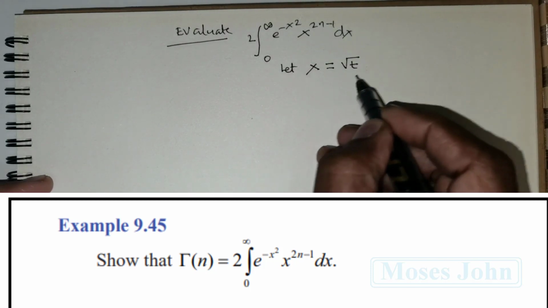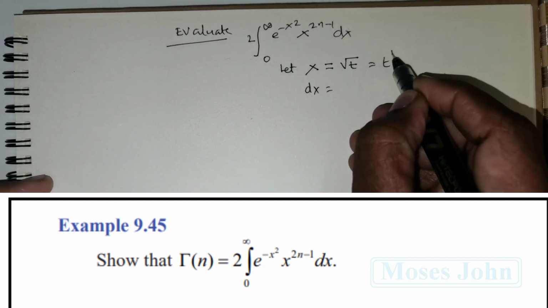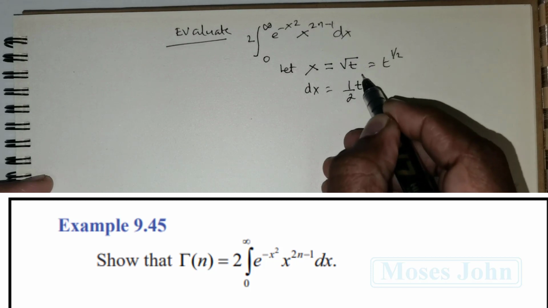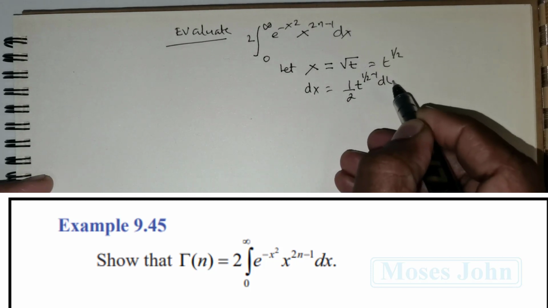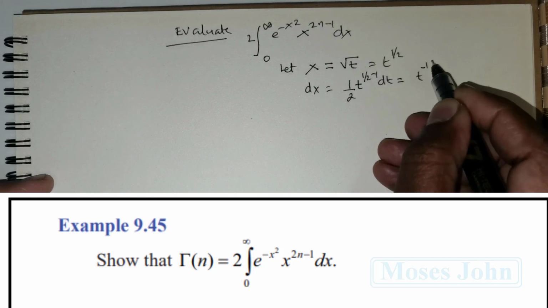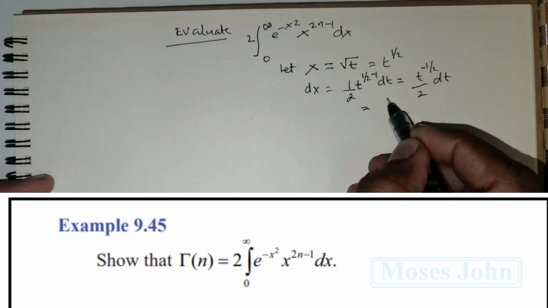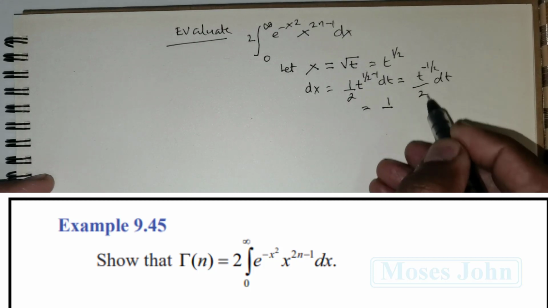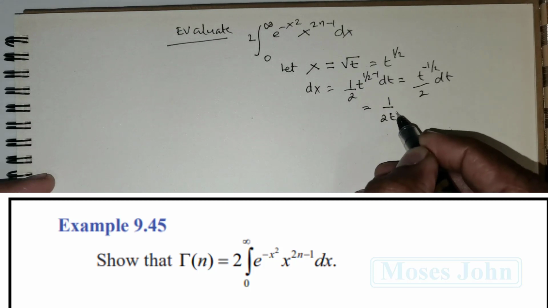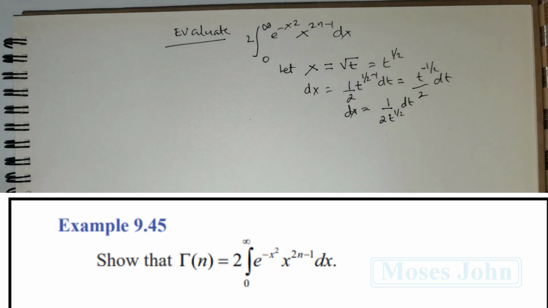Now when I differentiate, dx is equal to the derivative of t raised to the power half. So this is 1 over 2 times t raised to the power half minus 1 times dt, which can be rewritten as t raised to the power negative half divided by 2 times dt, which is going to be 1 divided by 2 t raised to the power half times dt. So this is your dx.